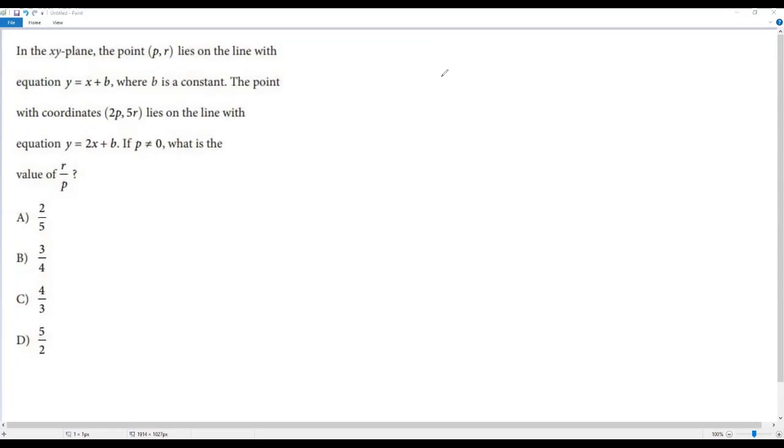In the xy plane, the point (p, r) lies on the line with equation y equals x plus b, where b is a constant. The point with coordinates (2p, 5r) lies on the line with equation y equals 2x plus b. If p is not equal to 0, what is the value of r over p?